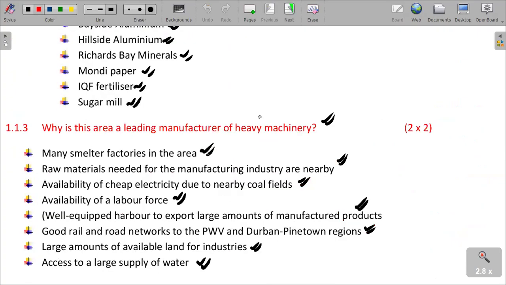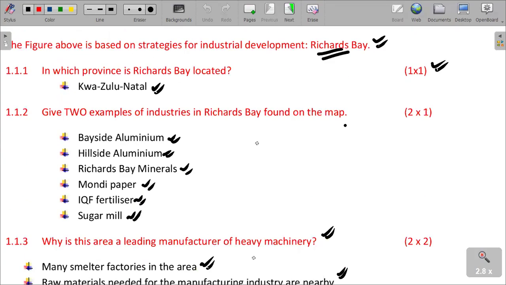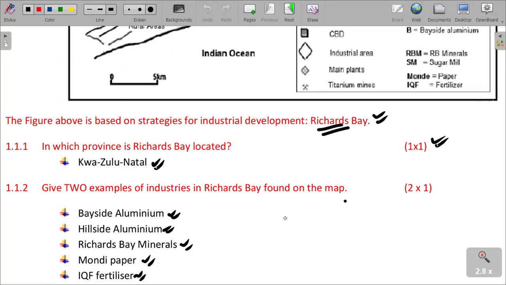In this case, don't forget that where they have marks that are given there, you only have to make sure that you put 2 points and you get 2 marks. 2 marks per each point. Therefore, you get your 4 marks. So the number of marks determines what you should write. For example, question 1.2.1, two examples of industries in Richards Bay found on the map. It means you are supposed to give two and each is 1 mark. So don't make mistakes. Evaluate the mark allocation with your points. So therefore, you won't make mistakes in terms of expecting that you have passed whereas you have not.